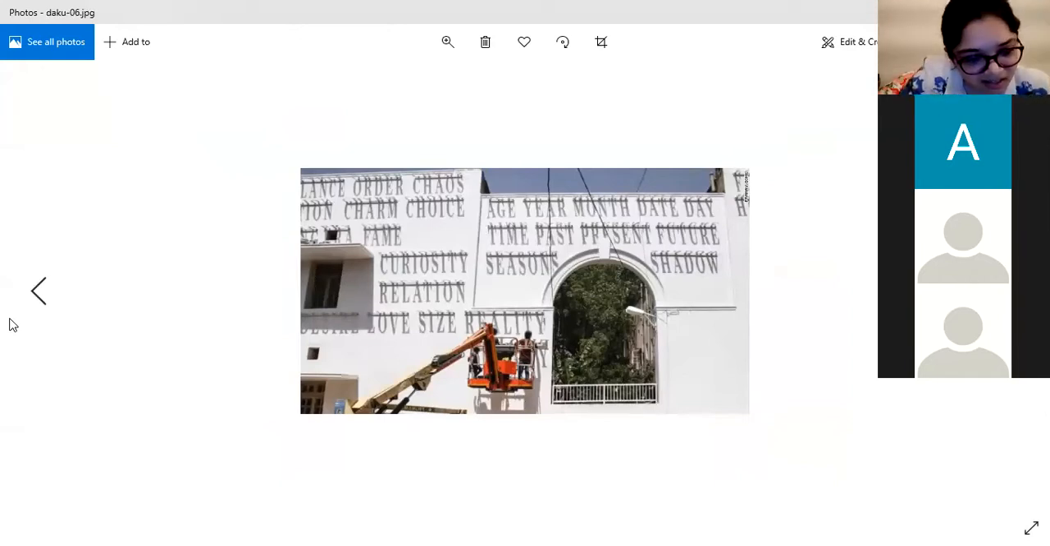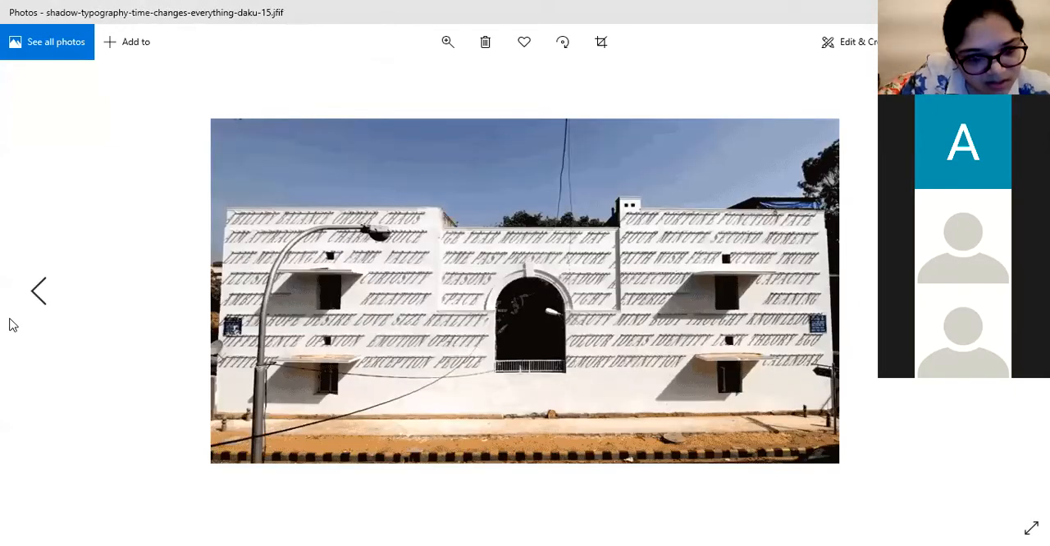The whole facade is bilaterally symmetrical, which kind of adds a very balanced feeling to the whole installation. Oh yeah, it is symmetrical. Yes, I didn't notice that. Yeah, so that's what I felt. So if you cut the picture from the center, right from the arch, vertically, the two pieces are balanced.